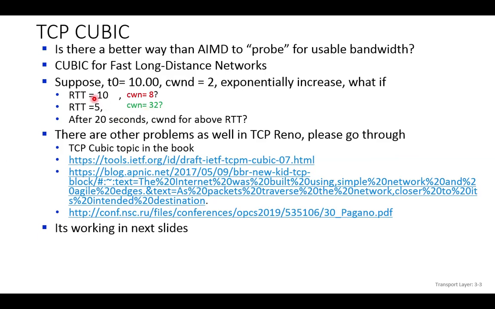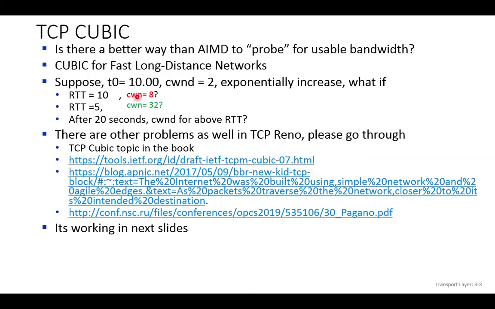So you can see that if there is a long distance network, where RTT is greater, then it will take a longer time to reach the maximum threshold value, that is the SS threshold, the congestion level, the maximum capacity of the network. And if there is a short distance network, that is RTT is smaller, then the congestion window will increase exponentially and faster, and it will reach the network capacity level early. So this is the problem in TCP Reno.